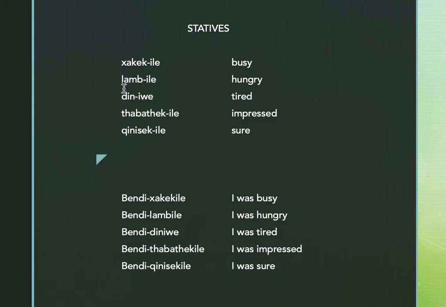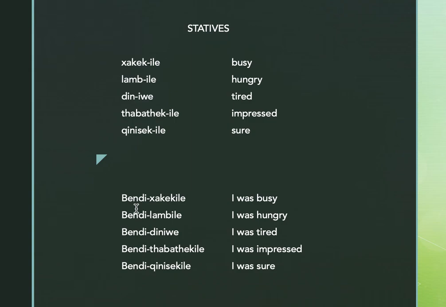Or from ukulamba, to become hungry, ndilambile, I am hungry. Again, dinwa would be to become tired. And the past tense, ndidiniwe, I am tired. Tabateka, to become impressed, and therefore, tabatekile, impressed. Ndiqinisekile means I am sure.